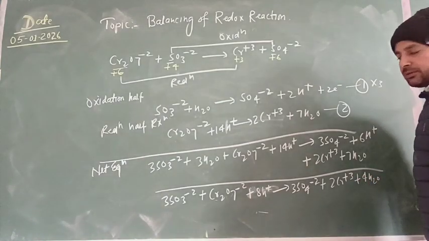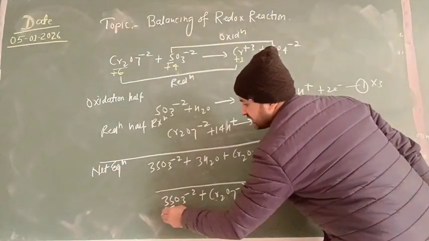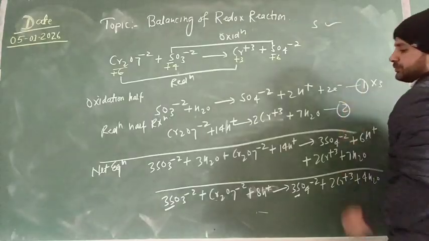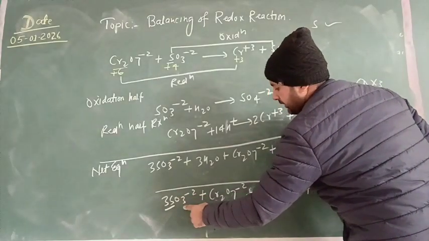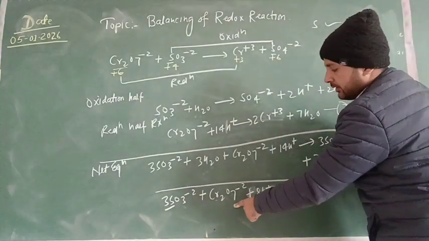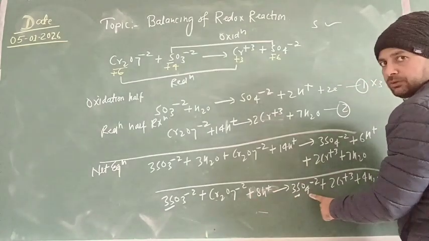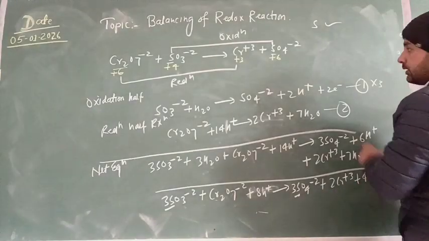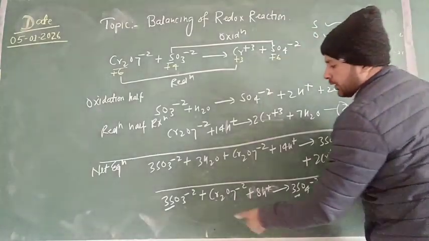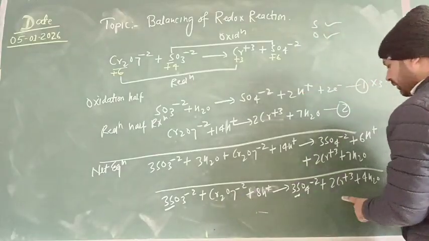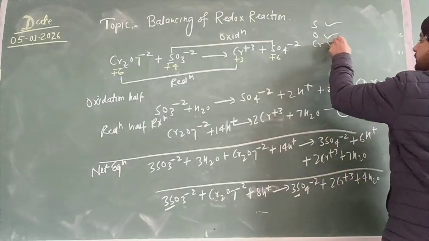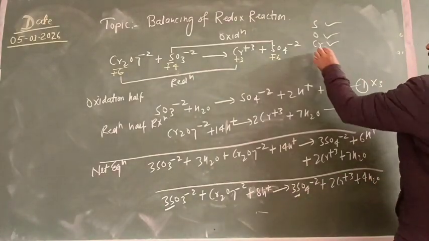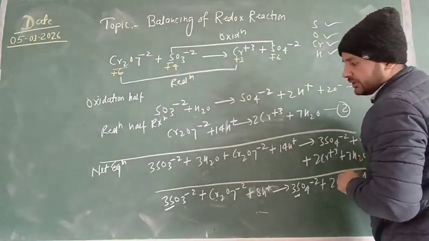Okay, now we can check the number of atoms and charges. 3 sulfur atoms, 3 sulfur atoms. Sulfur atom is okay. Oxygen: 3 threes are 9, 9 plus 7 is 16. 3 fours are 12 oxygen atoms here, and 4, so 12 plus 4 is 16. Oxygen atom is also equal. Chromium atom is equal too. Now hydrogen: 8 H, and 4 twos are 8. Hydrogen is also equal. Now we will check the charge.